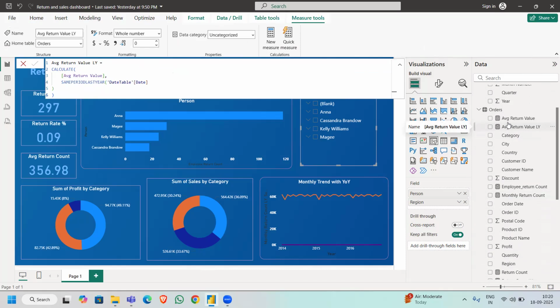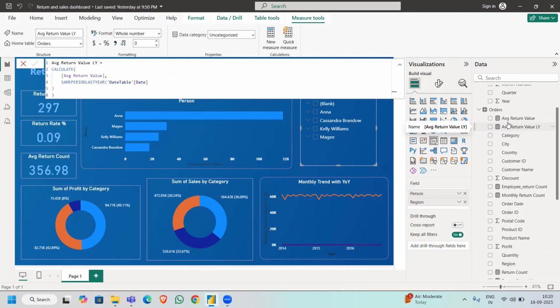I also track monthly trends to see seasonal patterns. And finally, I calculate the percent contribution of employees to total returns and highlight the top 5 employees by return count.